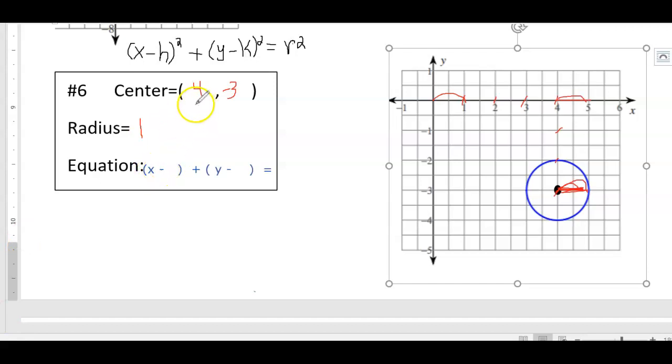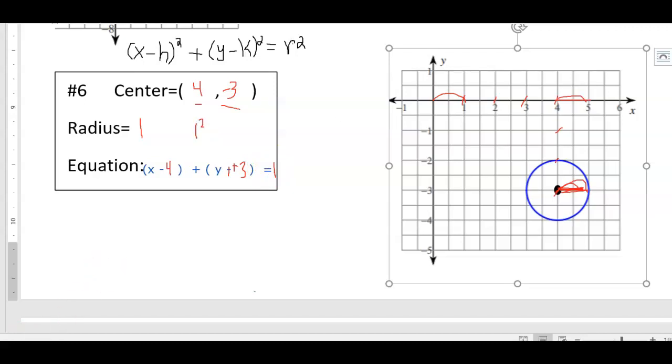In my equation, go ahead and write your equation. So x minus 4, right? So you put the 4 in. And then y minus -3. So put a -3. And I already know that's going to be plus plus. And then my radius is 1, so 1 squared, and 1 squared is just 1.